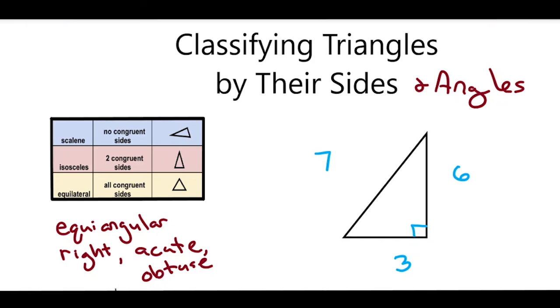So here I have a triangle, and I need to classify it by its sides and angles. Well, according to its angles, I see that there is a right angle here. So it is a right triangle. And none of the sides have the same length. So it is a right scalene triangle. And that's how you classify triangles, by their sides and by their angles.